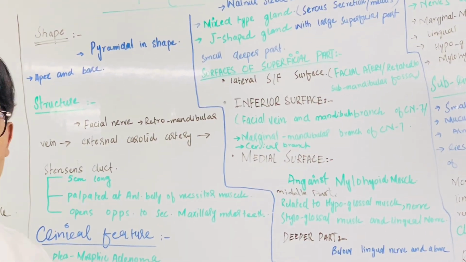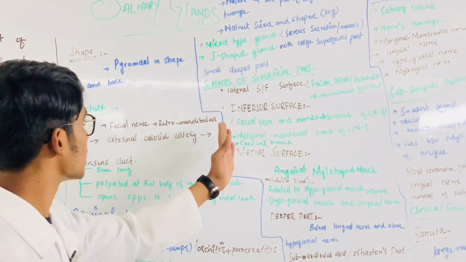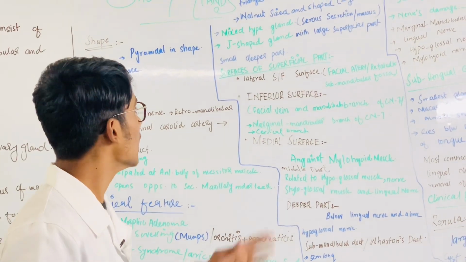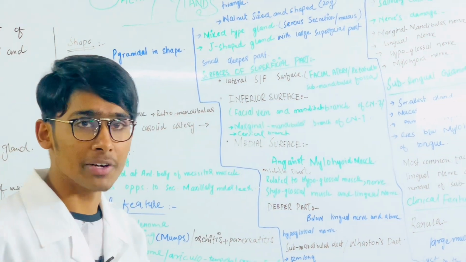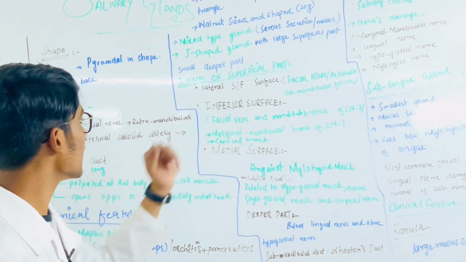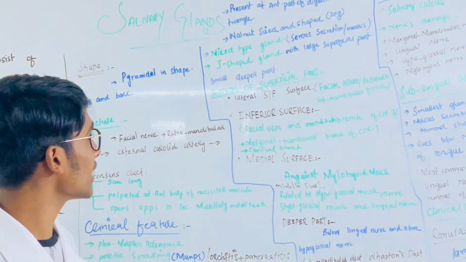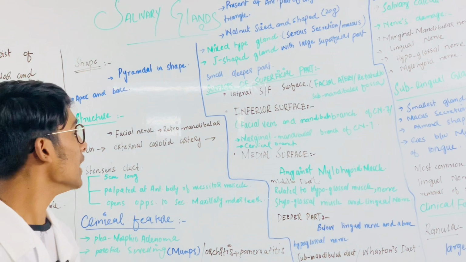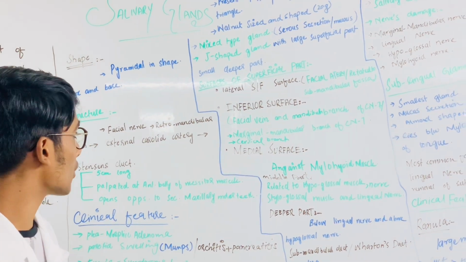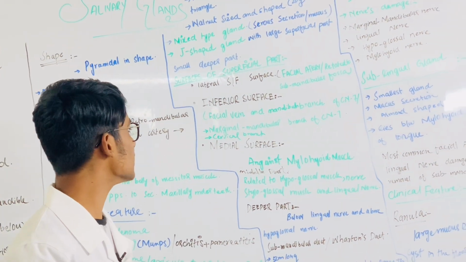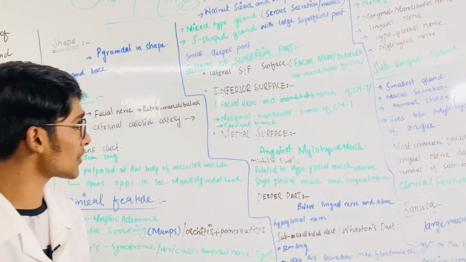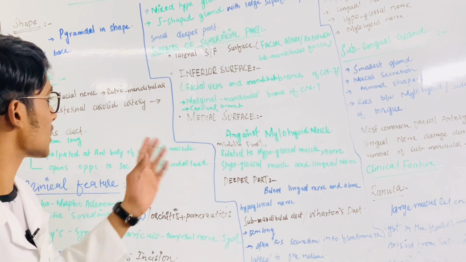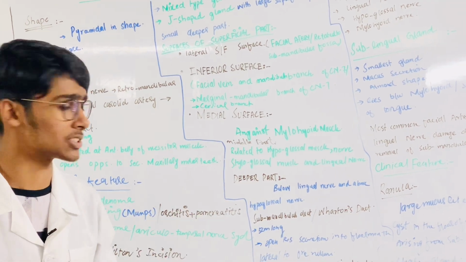There are three surfaces of the superficial part: the lateral surface, inferior surface, and medial surface. Let's discuss the contents present on these surfaces. In the lateral superficial surface, the content is related to the submandibular fossa. In the inferior surface, the contents present are the facial vein and the mandibular branch of the cranial nerve, which has two further branches, the cervical branch and the marginal mandibular branch.